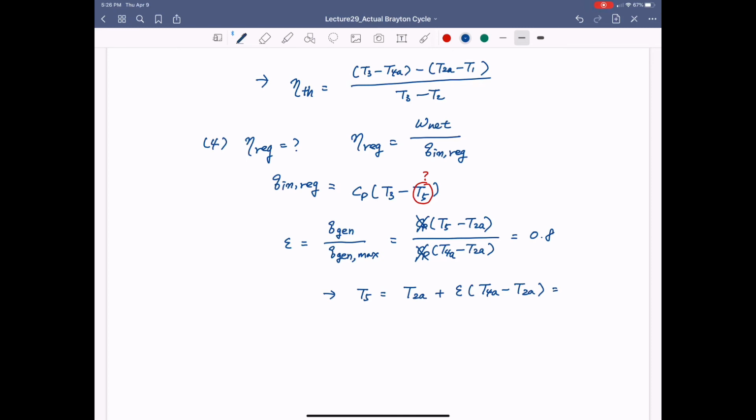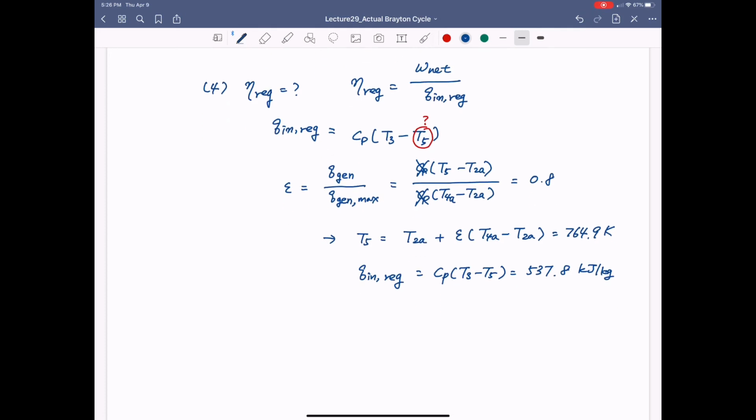So that is 764.9 Kelvin. So from this temperature, the heat input for regeneration can be calculated by, again, T3 minus T5. So that gives us 537.8 kilojoule per kilogram. Okay. So now the thermal efficiency of the regeneration system is 35.6%.